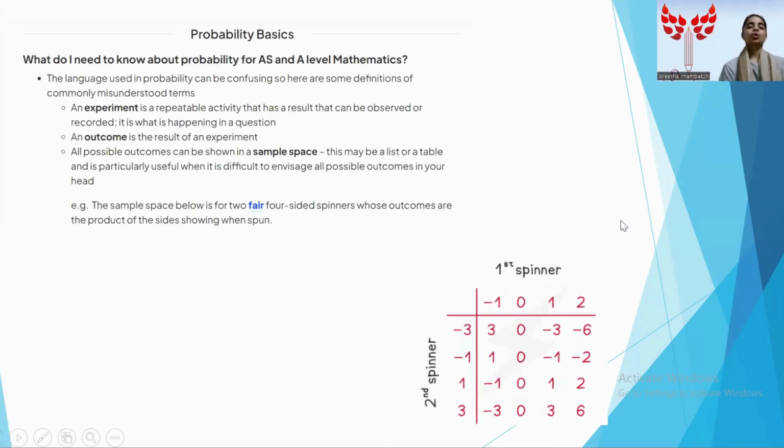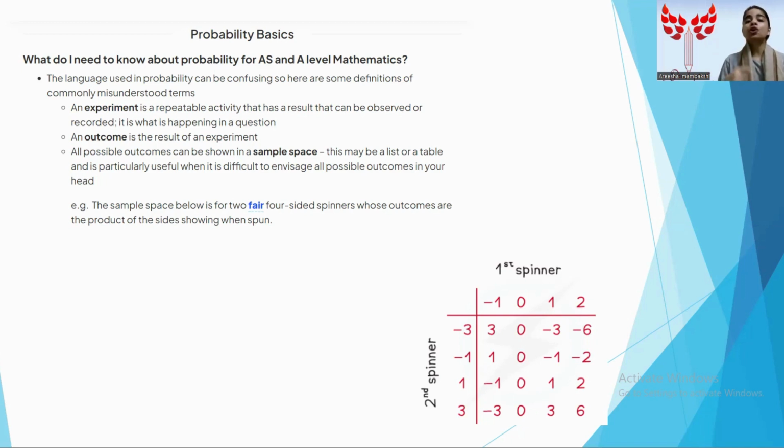Okay. Not only for AS and A-level mathematics, as the heading says, but even for IGCSE, GCSE, or with any board you're doing, you need to understand probability. There are certain definitions which are required to be understood. So one thing, an experiment. The question would always refer to an experiment, and an experiment is a repeatable activity. And the results of that experiment are the thing which is being observed or recorded, and for that, we're finding the probability.